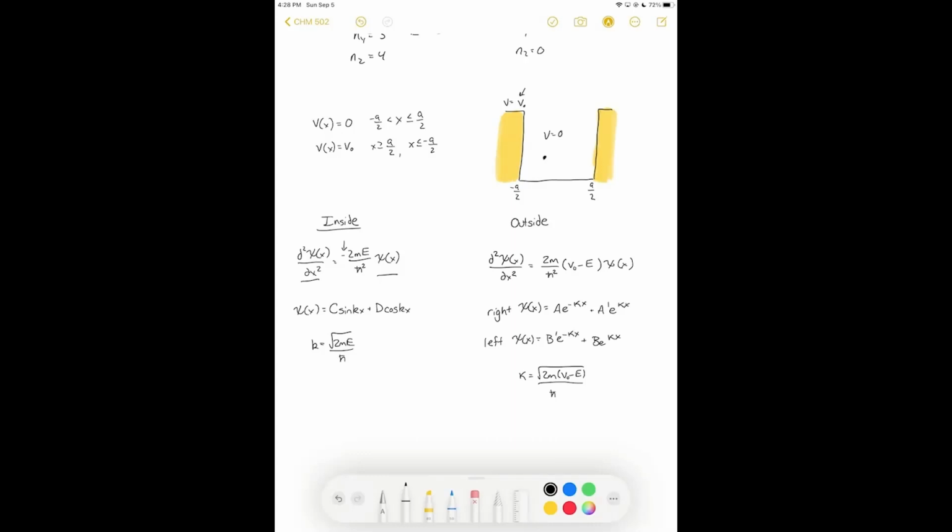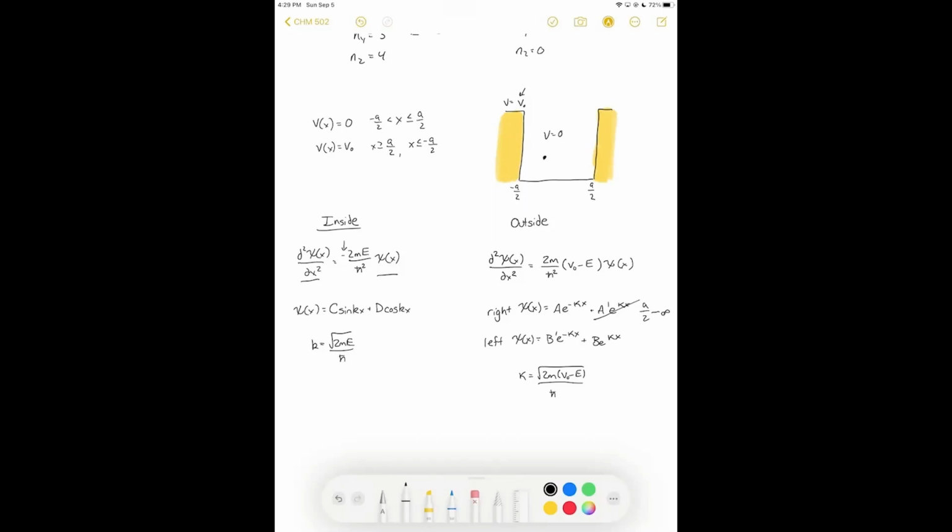So for example, on the right side, where we're going from a over 2 to infinity, you'll note that this term here, e to the kappa x, would get infinitely large as x gets infinitely big, whereas this term on the left doesn't. So that means that this second term, this A prime term, is not a good wave function, but e to the minus kappa x is a good wave function. It's an exponential decay, which is totally normalizable over an infinite region.